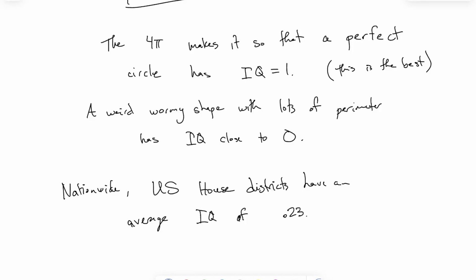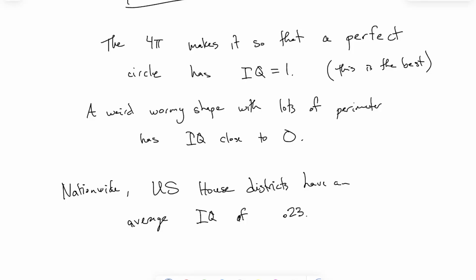All right, so 1 is the theoretical best. In real life, you usually don't get close to 1. 1 would be a perfect circle, and of course, on real maps, the districts are never perfect circles. More likely, you will have something in between 0 and 1, and this 0.23 is the average. So the average is actually pretty low. If your isoperimetric quotient is, say, 0.5, that's actually pretty good, because that's above average. This is the average for the House.